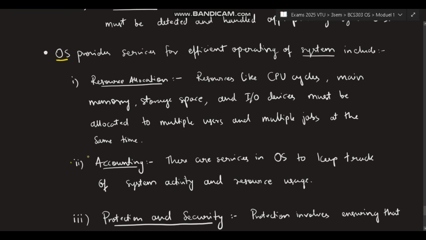Okay. Second is accounting. There are services in the OS to keep track of the system activity and resource usage, how much the system is being used and how many resources are being used. That track is kept by the OS. Okay, that's the second thing, accounting.